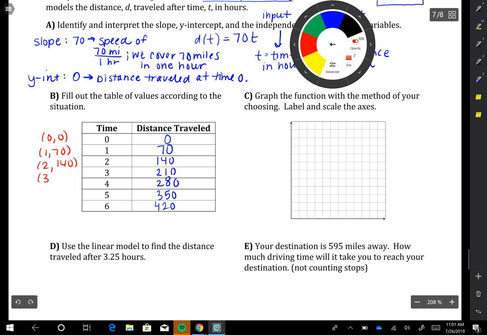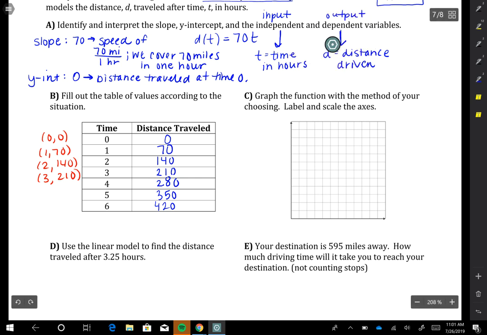So you don't have to write all of these. I just kind of want to show you. At 2 hours, I'll be driving 140 miles. So we can use that to help us do letter C, which says graph the function with the method of your choosing, label and scale the axes.